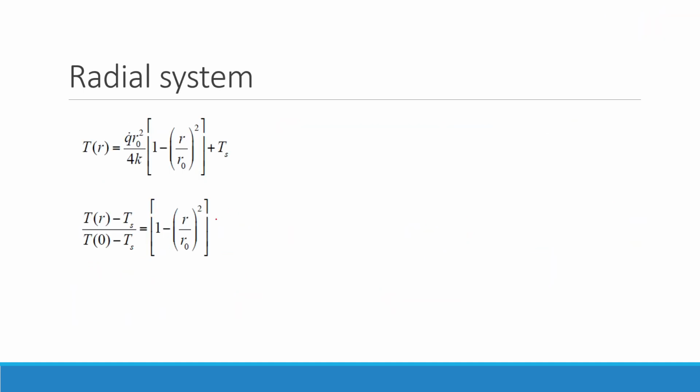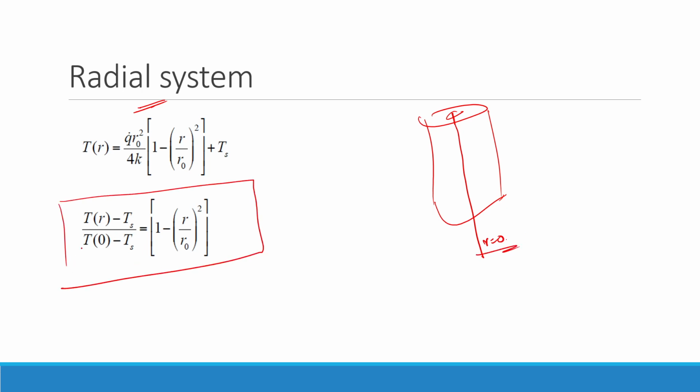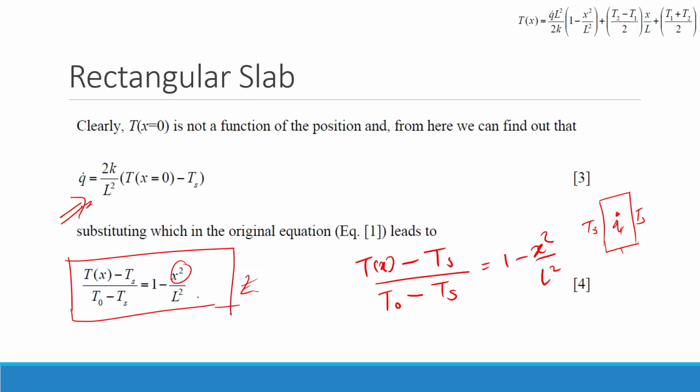Similarly, you can write the same thing for the radial system. That is, if you are having a cylinder and heat generation is occurring at r equal to 0, then you can straight away write this temperature at any radial distance r minus temperature at surface is equal to temperature at center minus temperature at surface times 1 minus r upon r naught square. So both of these equations are more or less similar in nature.